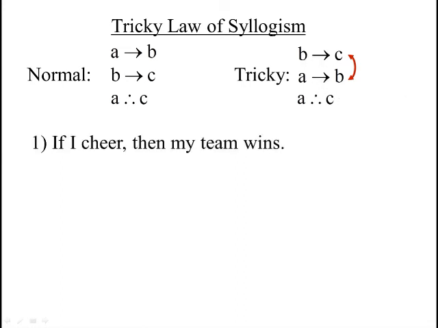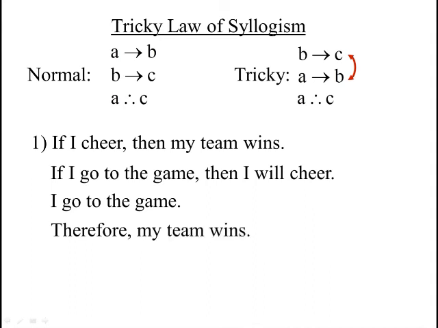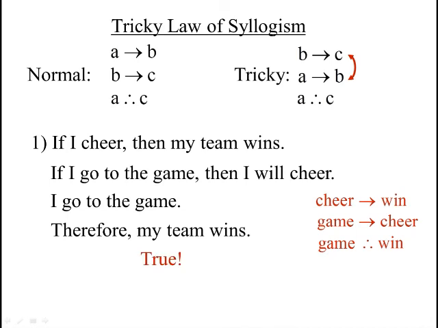So here's an example. If I cheer, my team wins. If I go to the game, then I will cheer. I go to the game. Therefore, my team wins. Let's map it out. Cheer implies win. Game implies cheer. I go to the game. Therefore, game implies cheer. Cheer implies win. We should win if I go to the game. So that's logical, but it's sort of tricky because they flip the first two statements.